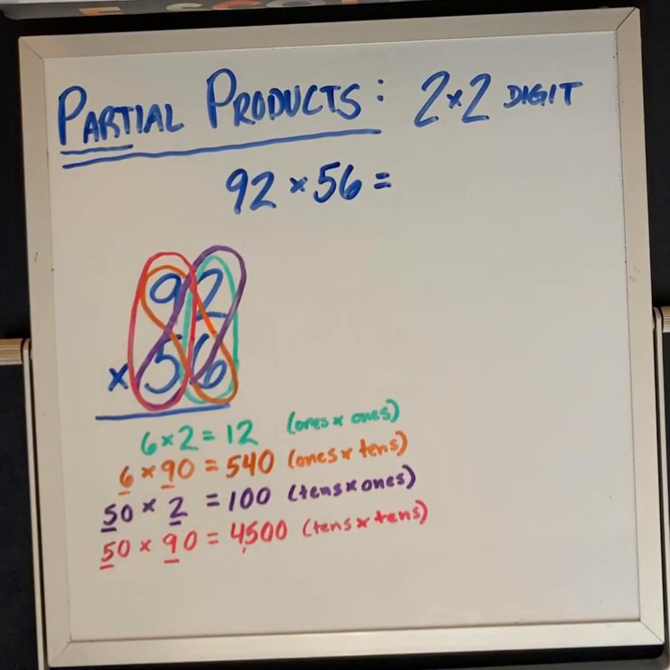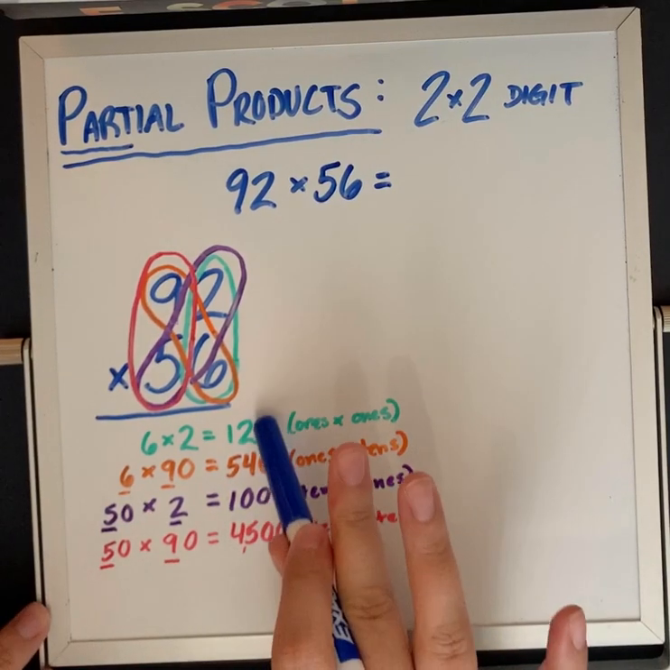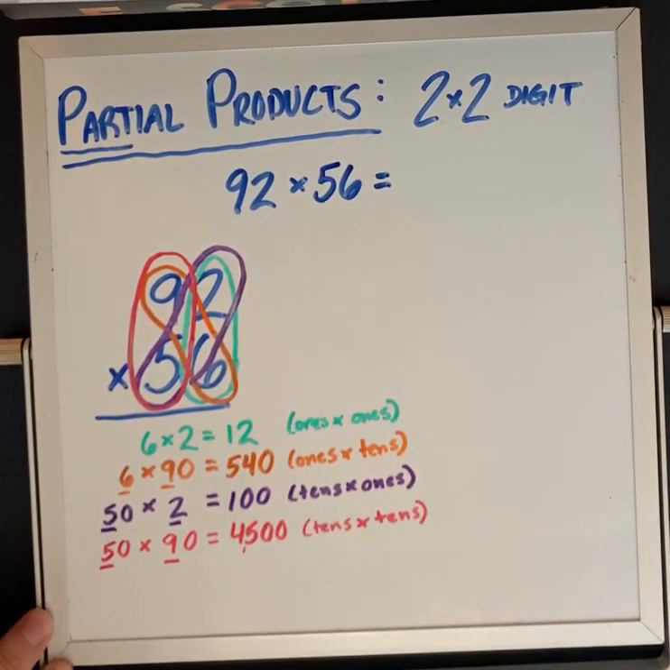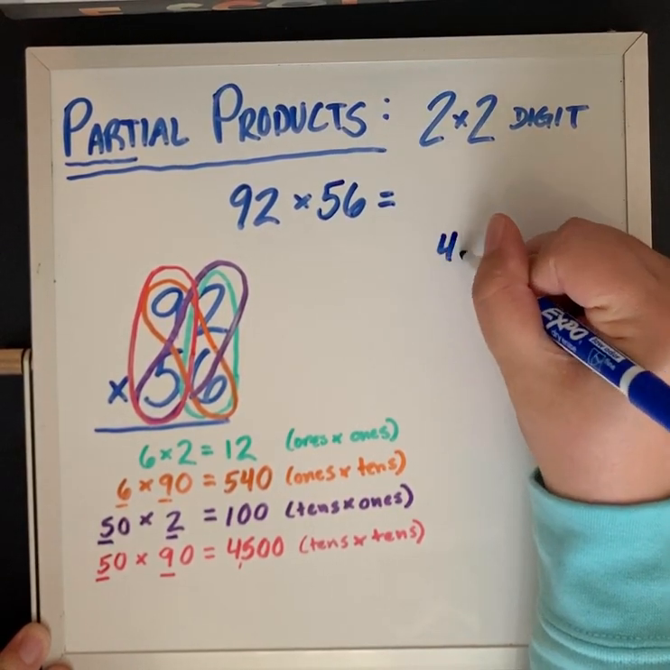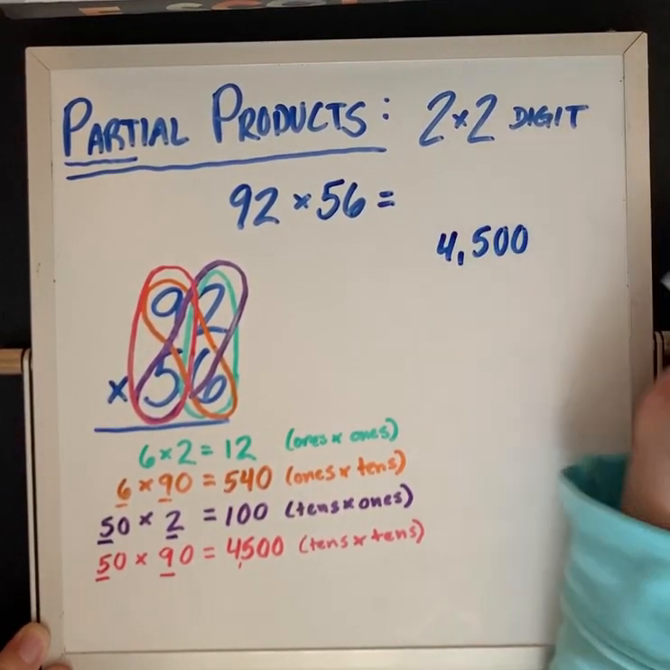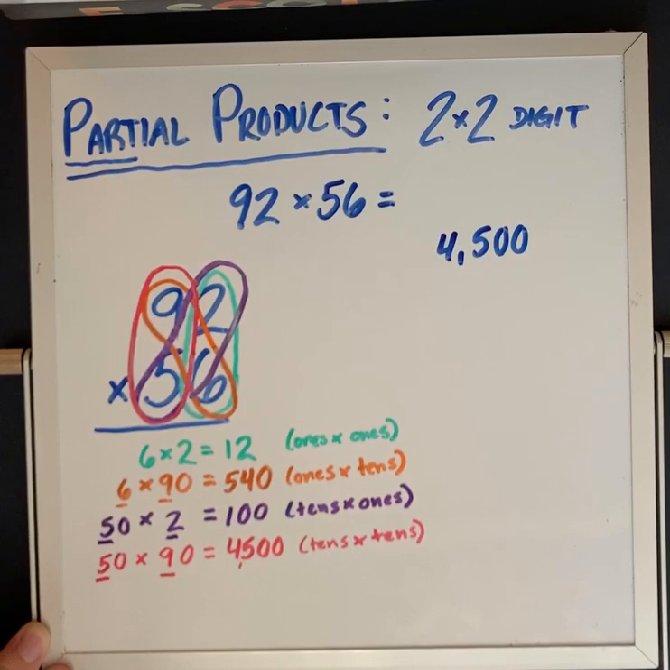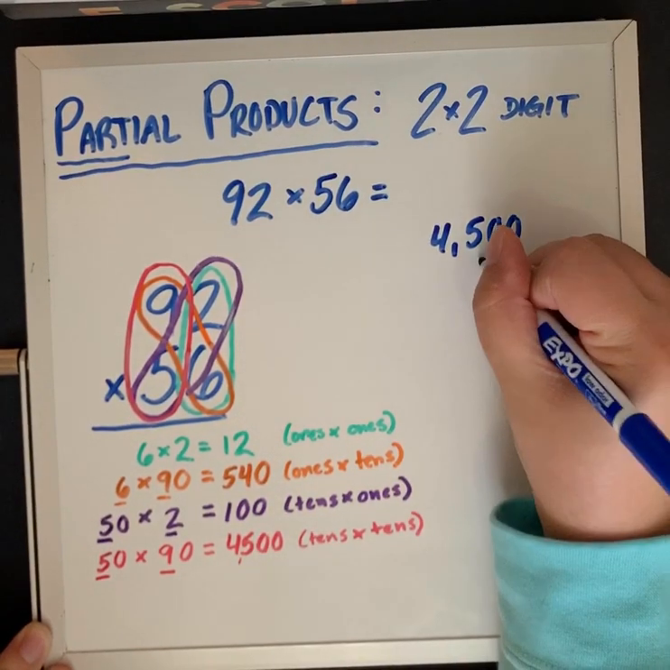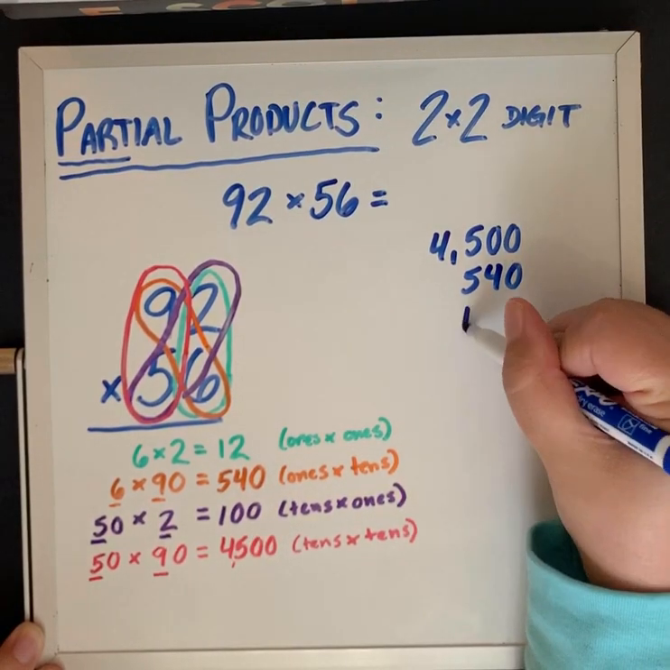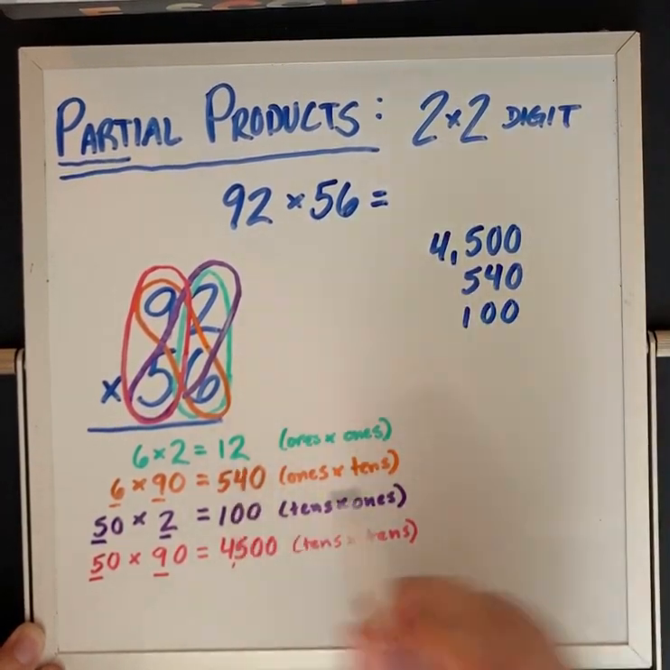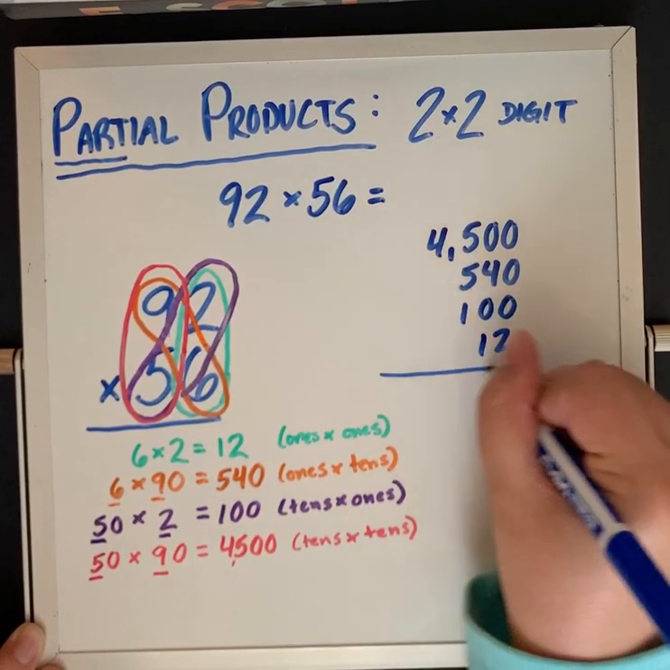Okay? So now, just like area model, our last step is the same. We need to add all 4 parts of our product to find our final product. Again, I'm going to start with the largest number because it helps me line up my place value. Next would be 540, then 100, then 12.